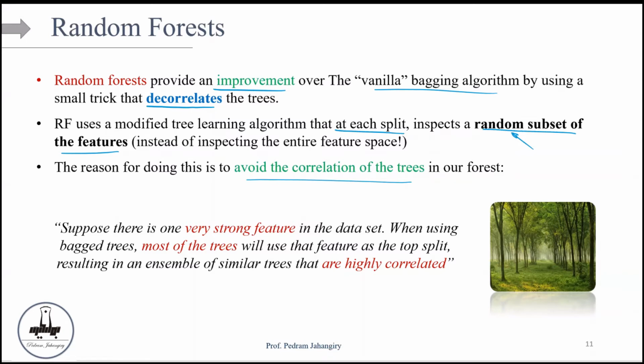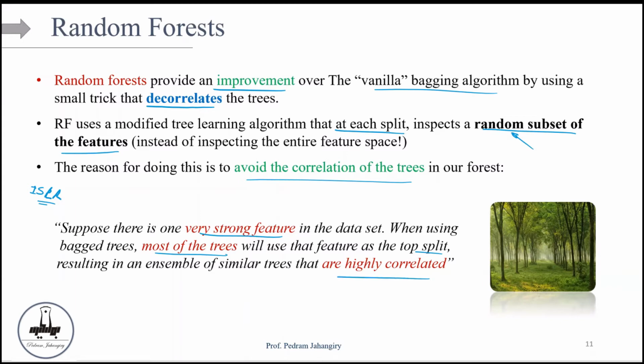And think about it. This is a quote from Introduction to Statistical Learning in R, our main textbook for the course, and it says that suppose there is one very strong feature in the data set. When using bagged trees, most of the trees will use the same feature as the top split, right? And that results in an ensemble of similar trees that are highly correlated.